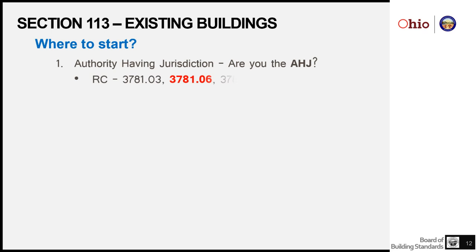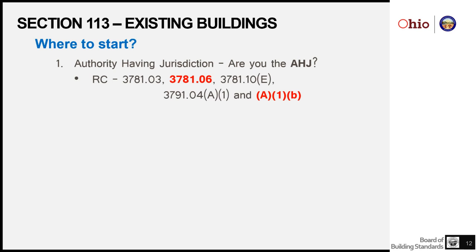So the revised code talks about who has various enforcement authority in 3781.03. 3781.06 talks about the buildings for which the board has authority to write these rules. And then 3791.04 talks about the owner's responsibility to get approval first.